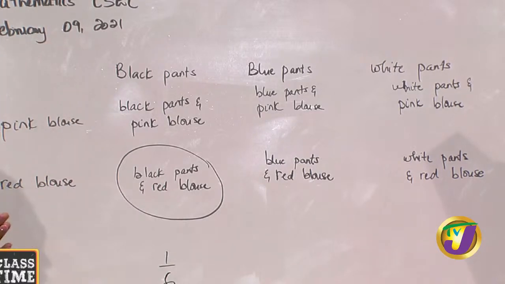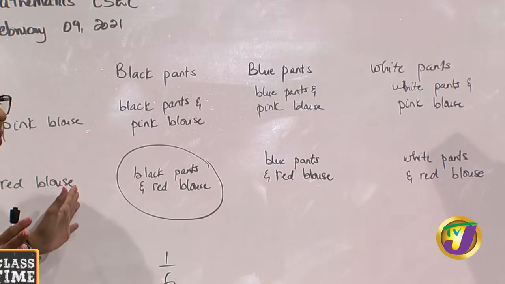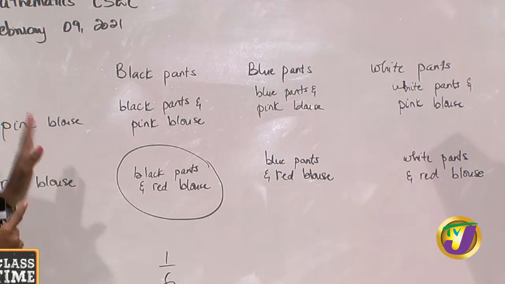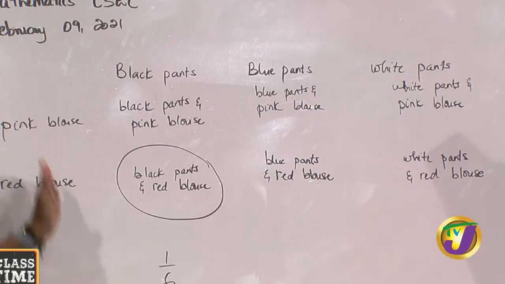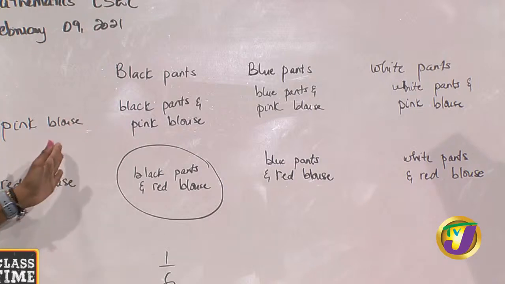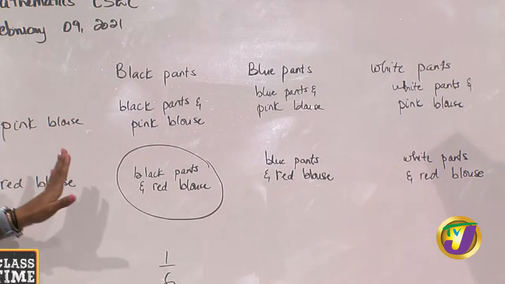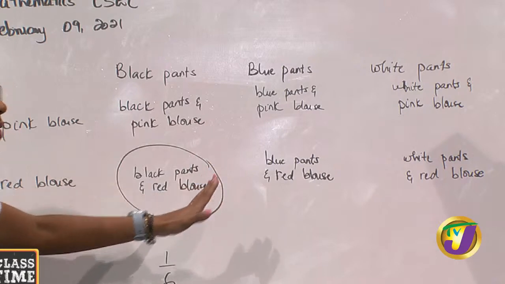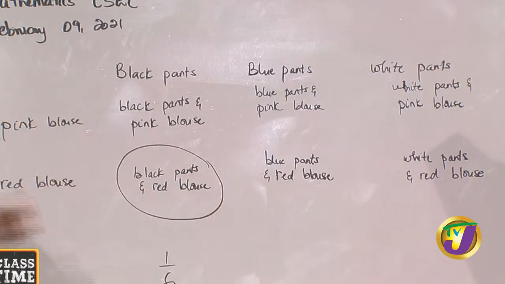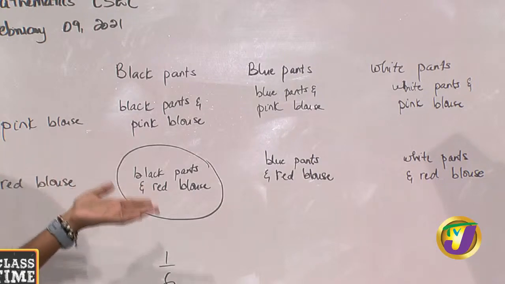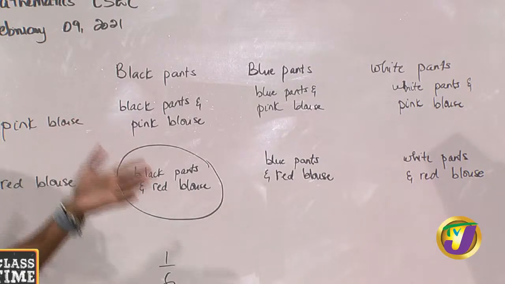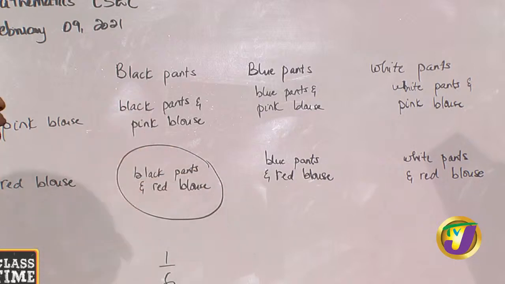So hear this now. She can wear anything she wants. But we're looking at the probability of her choosing black pants and a red blouse. And then guess what we're looking at on our table to see? All our pants are independent of our blouse. That's true, because you can combine the pants with either of the blouses. Black pants can be worn with anything, it doesn't matter. If she wants to wear it with a pink blouse, the pink blouse is definitely independent of the black pants. The red blouse is independent of the black pants.